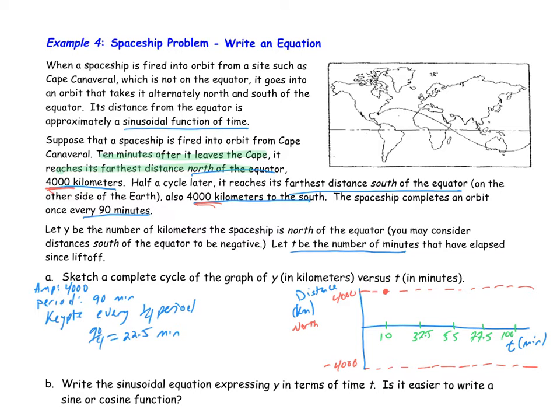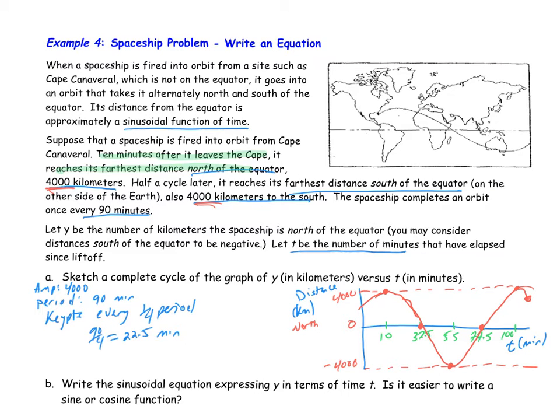And now I know that something that's following a sine or cosine function will have key points every quarter period. So I was at 10, 4,000, then at 32.5 minutes, we're going to be at the equator, or 0. At 55, it'll be at the minimum, negative 4,000. At 77.5, it'll be back to the midline. And at 100, it'll be back to the maximum, which is 4,000. And then we can connect these with a nice smooth curve.